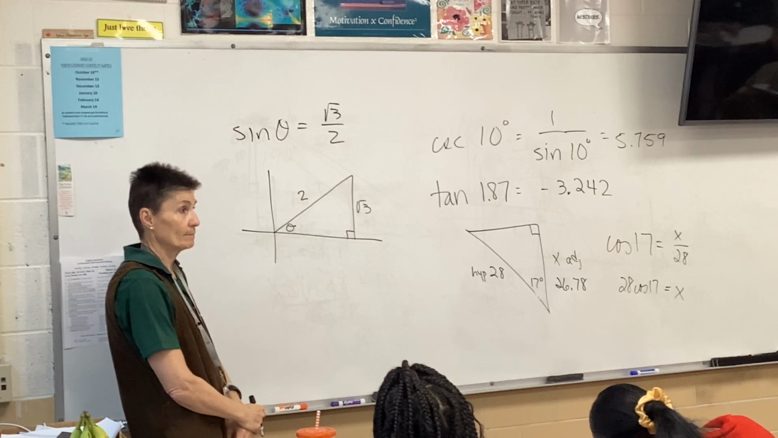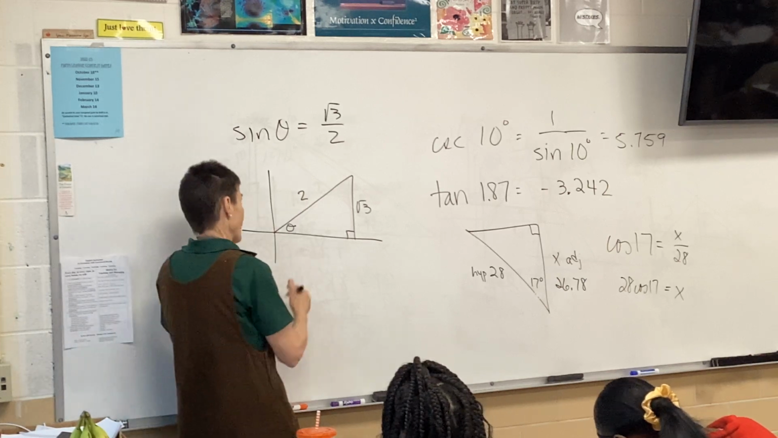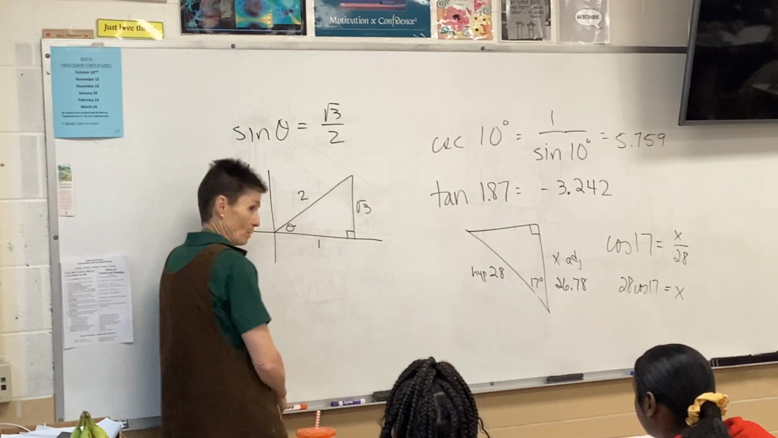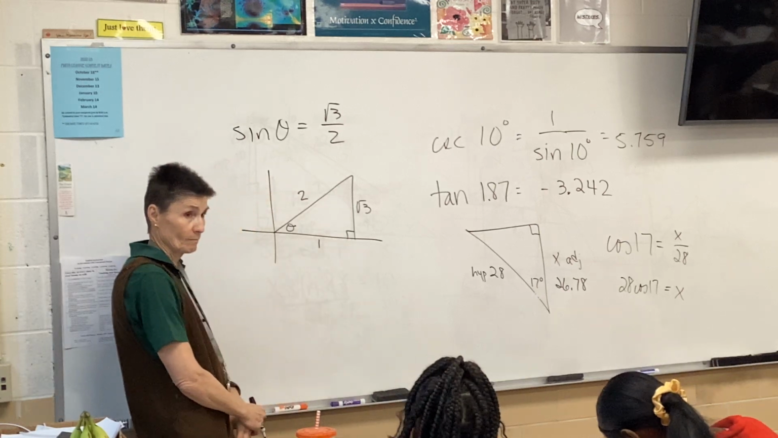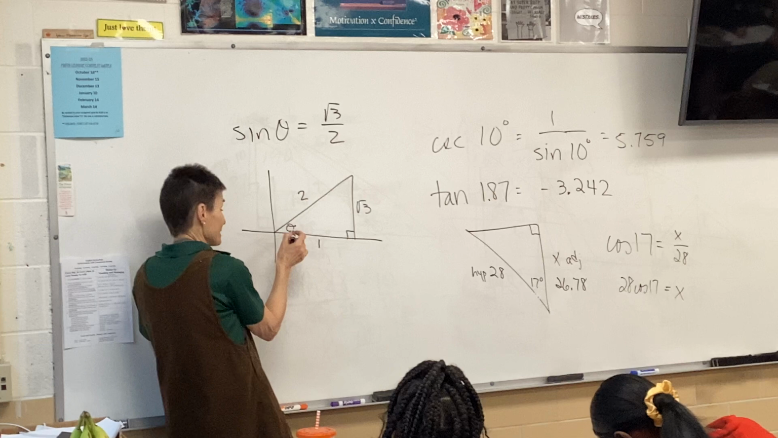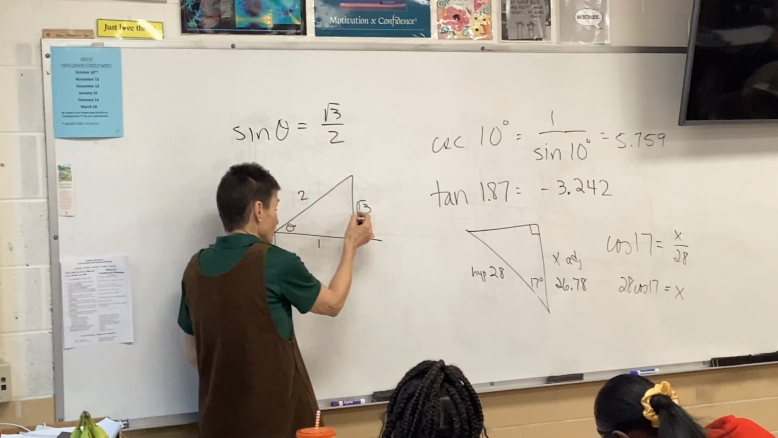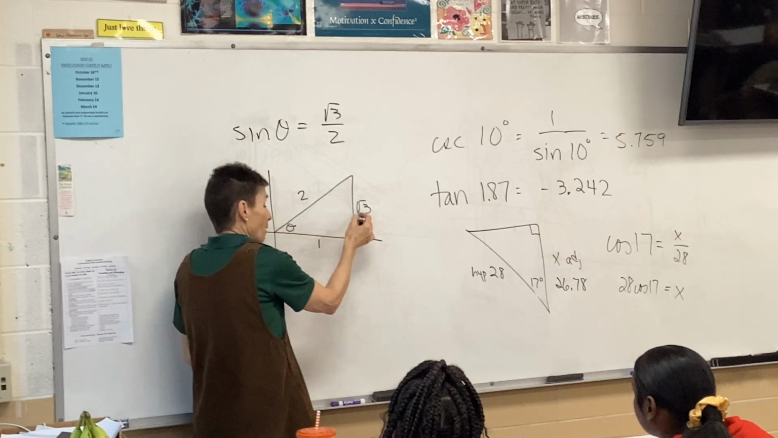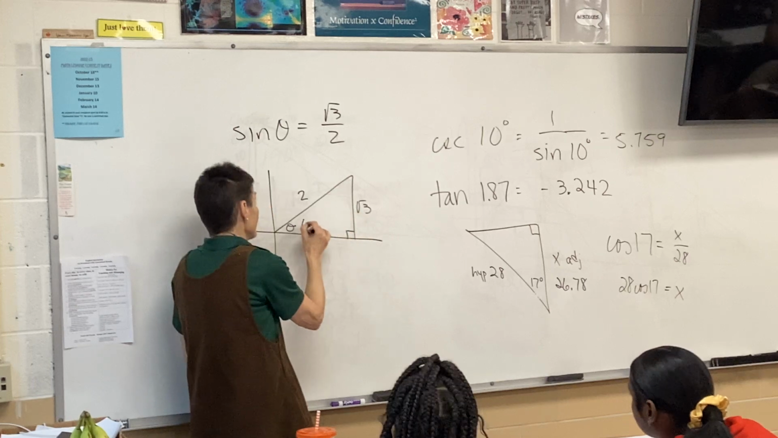You with me? So I don't really need it, but this side would be 1. How big is that angle? It's across from the √3. How big is it? 60 degrees.